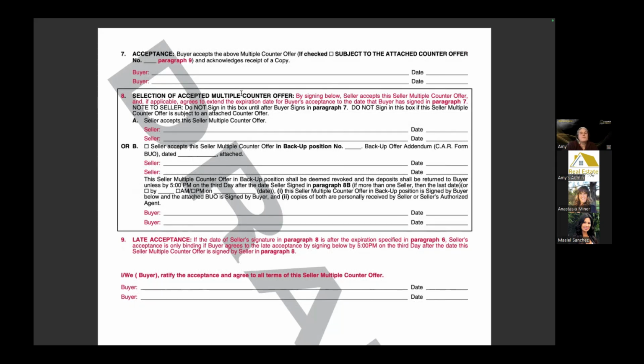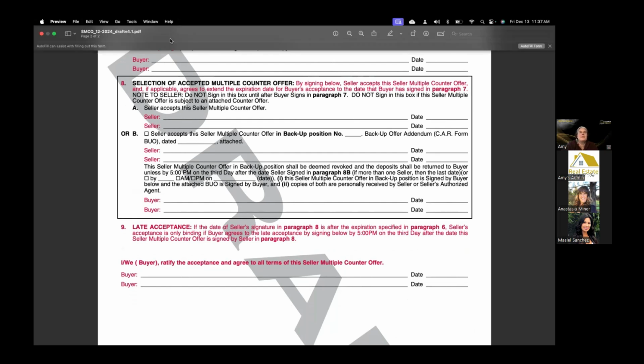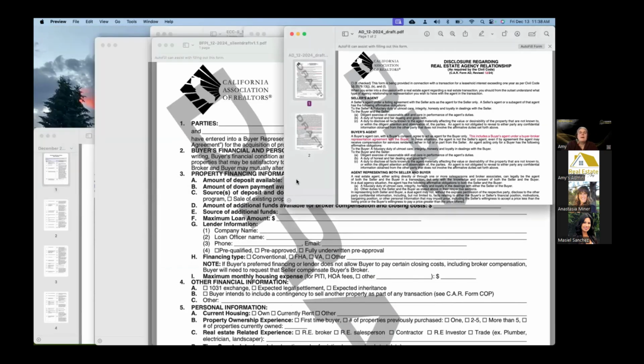So super confusing, but that's all right. You guys will get it. I believe in you. So 9, again, only used for late acceptance. Any questions about this multiple counter offer before we move on? All right. Our next form, we're going to move over to our seller forms.